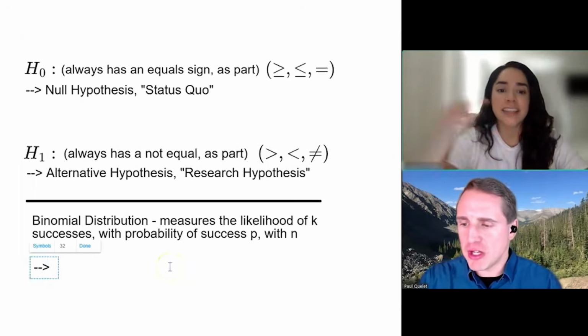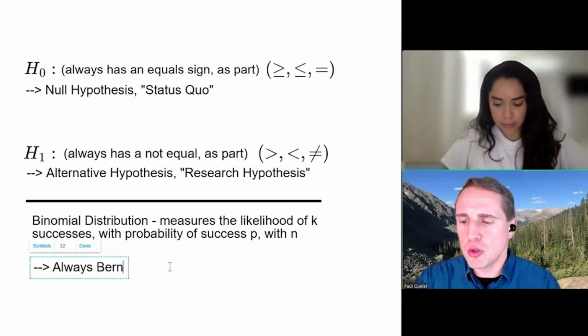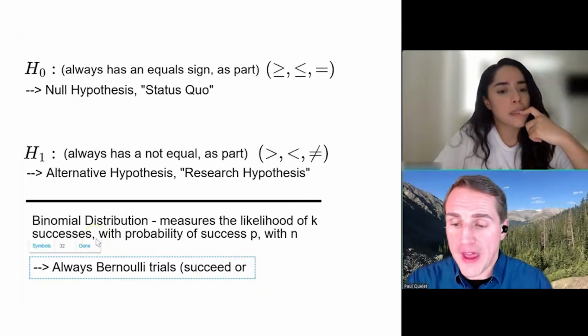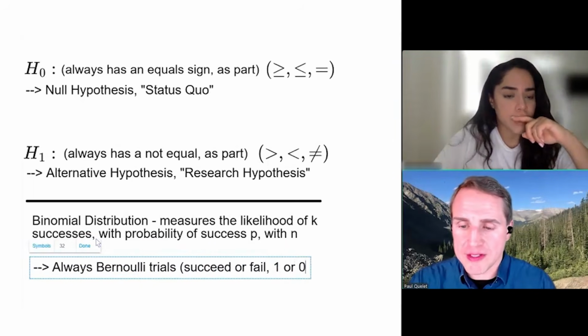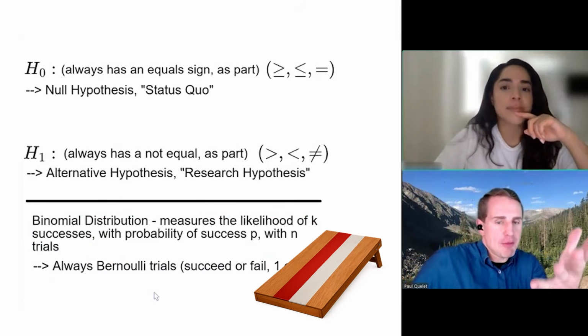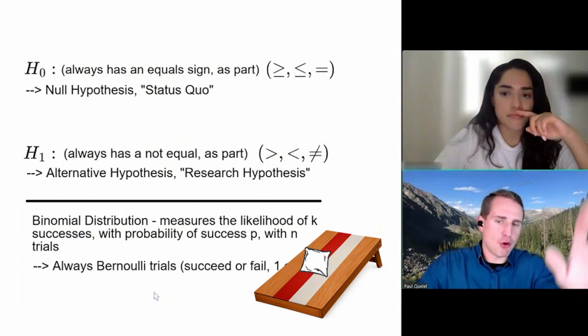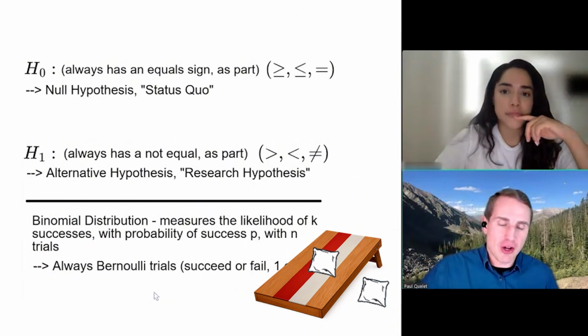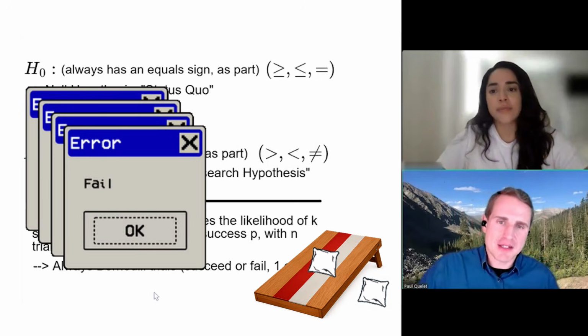Binomial distribution is always made of Bernoulli trials. And Bernoulli trials are always going to be succeed or fail. It's going to be either 1 or 0. That's the way you think of Bernoulli trials. So every time you throw the beanbag onto the platform, if you get it on there, it's a success, counted as a 1. If you don't get it on there, that's a fail, counted as a 0.